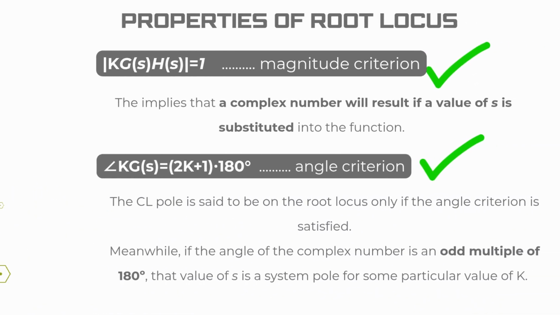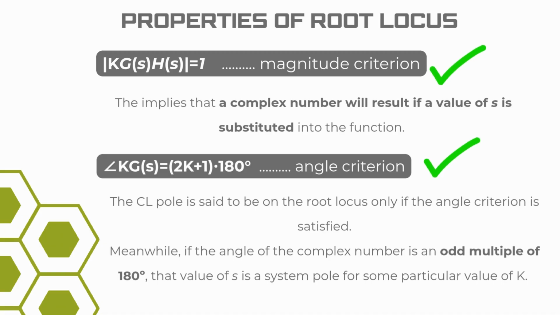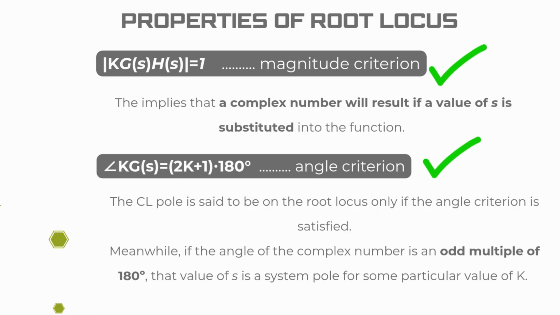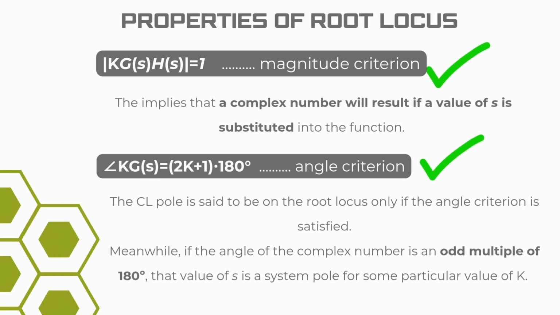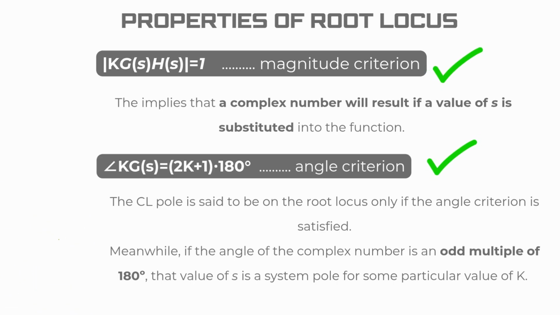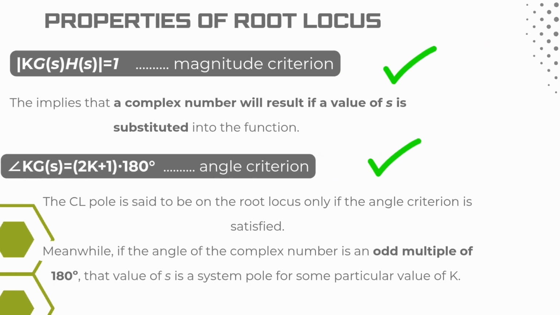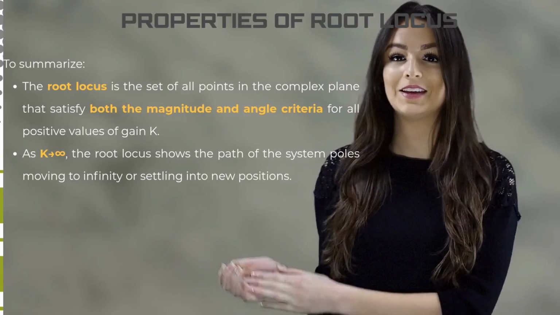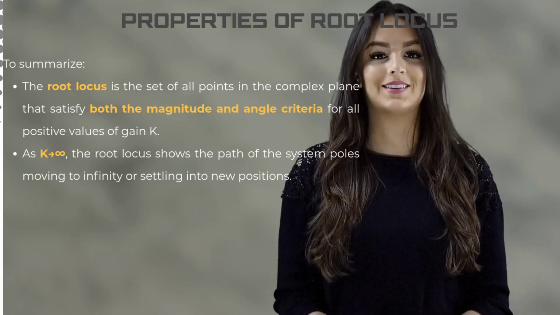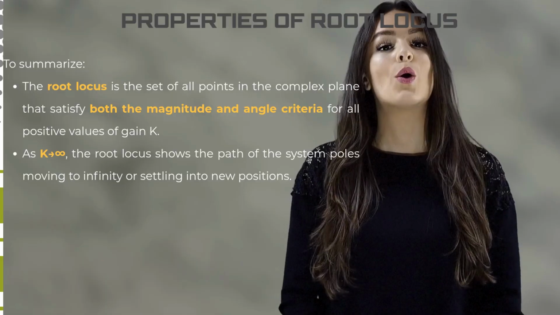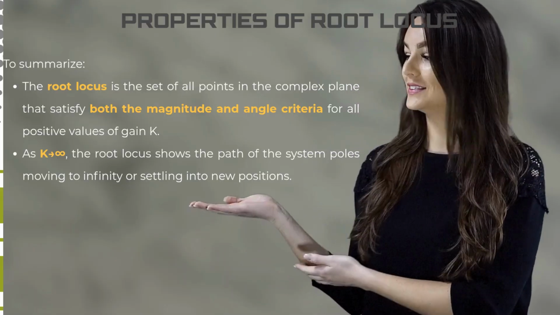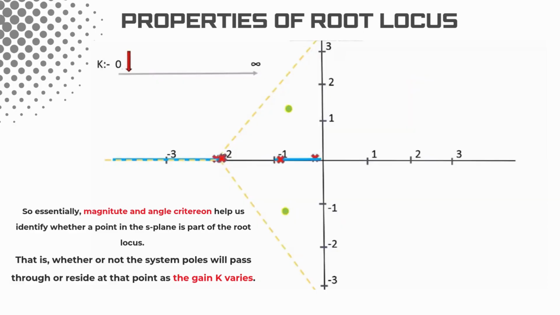The magnitude criterion is essential when determining if a point on the complex s-plane lies on the root locus. The angle criterion determines whether the angle of the open-loop transfer function at a particular point in the complex plane satisfies the condition of being an odd multiple of 180 degrees. Let's summarize the key ideas behind the root locus technique. The root locus shows us how the closed-loop poles of a system move in the complex plane as the gain K increases from 0 to infinity. These criteria come from the characteristic equation, and they help us identify the exact points in the s-plane where poles can exist for different gain values.